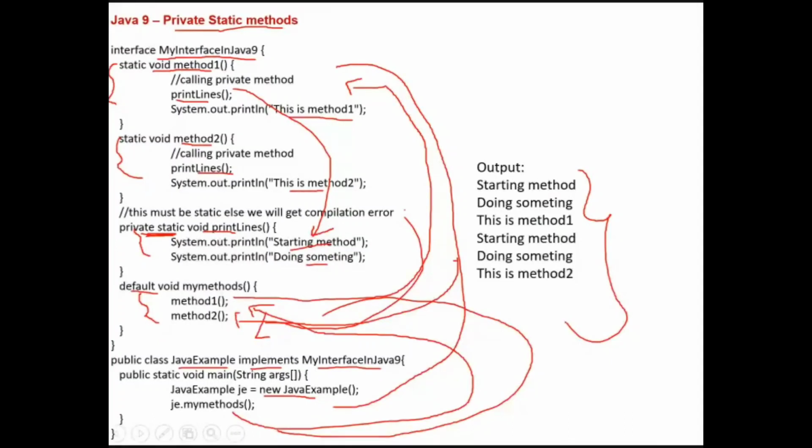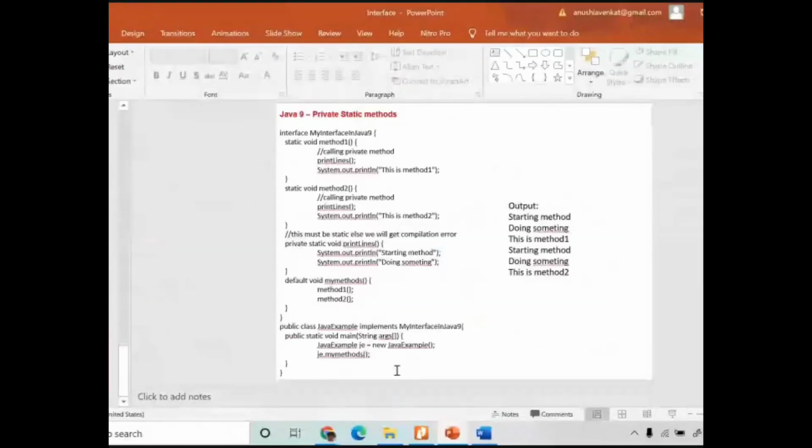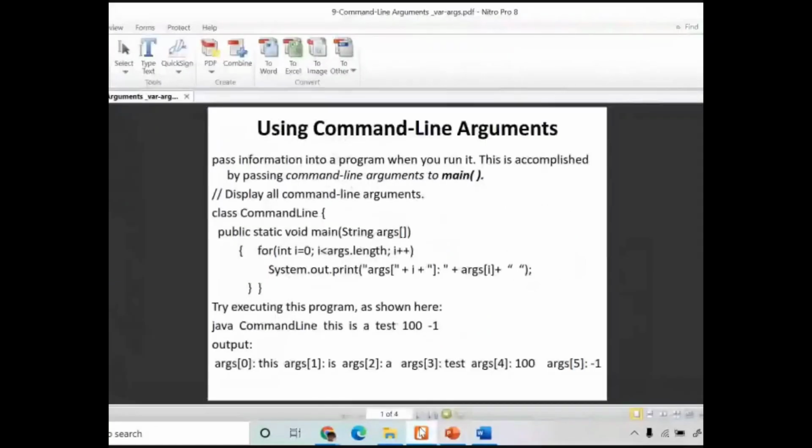So that's all for the interface concept. I forgot to tell the command line arguments. What is command line arguments in C++? Which is called command line arguments in C++?